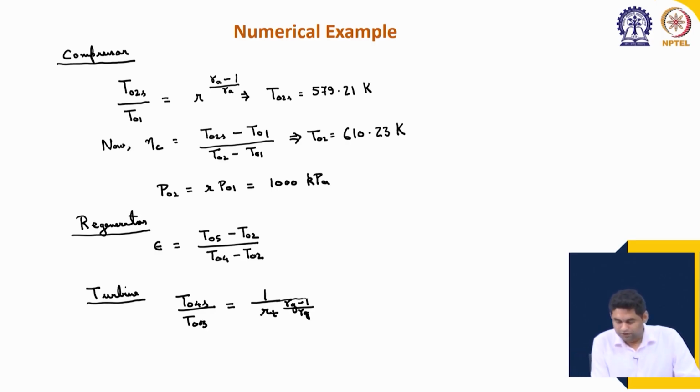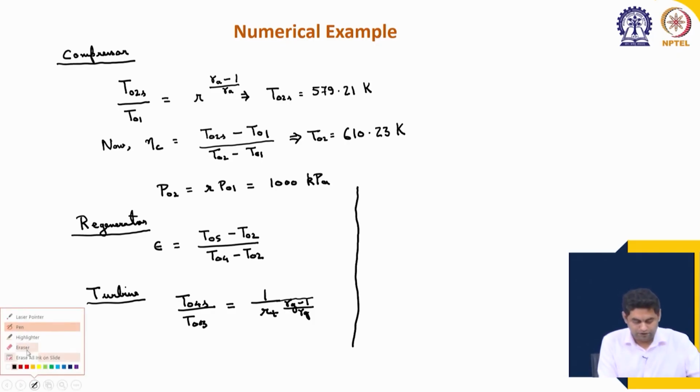This is in the denominator. Now we have another step needed. We have to find the pressure ratio in the turbine. To find the pressure ratio in the turbine, we should consider the turbine pressure losses.